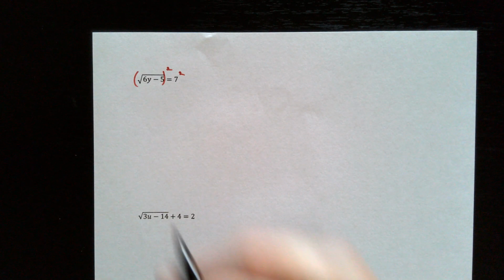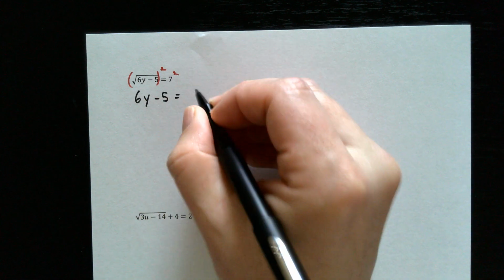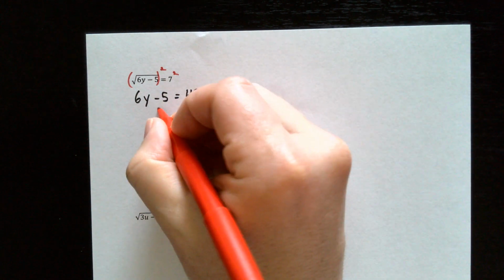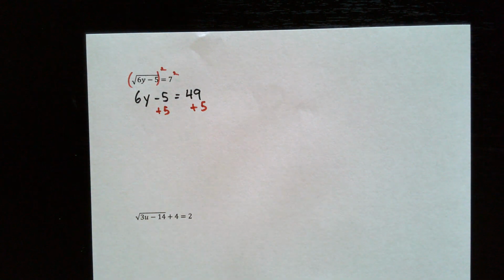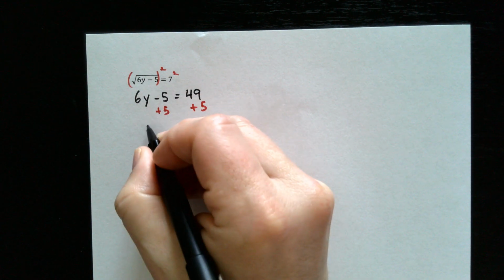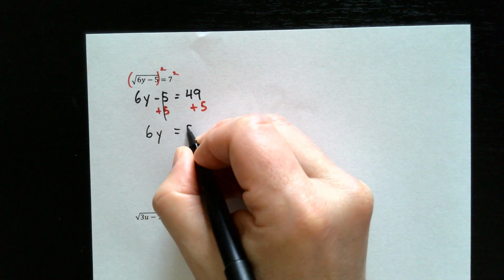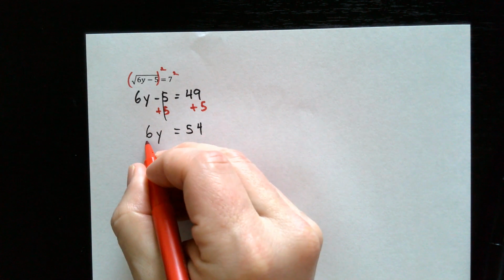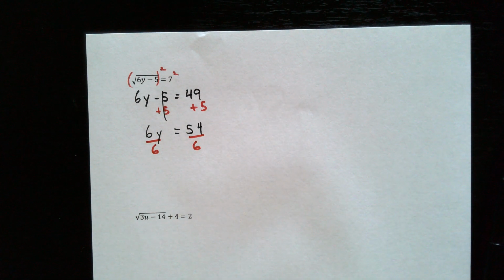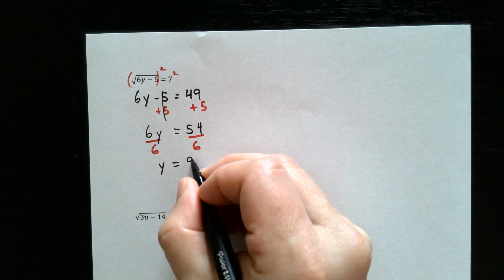Okay, so once I square both sides, the inside stays: 6y minus 5 is equal to 7 squared, which is 49. And then I will add 5 because I'm trying to get the y by itself, right? So I need to get rid of all the numbers that are over there with it. So I add that 5 to get rid of it. That becomes 6y. And then 49 plus 5 is 54. Okay, and then to get rid of the 6 that's multiplied by the y, I divide. And that will give me y is equal to 54 divided by 6, which is 9.